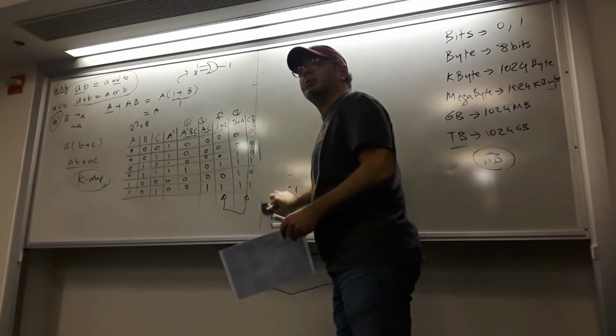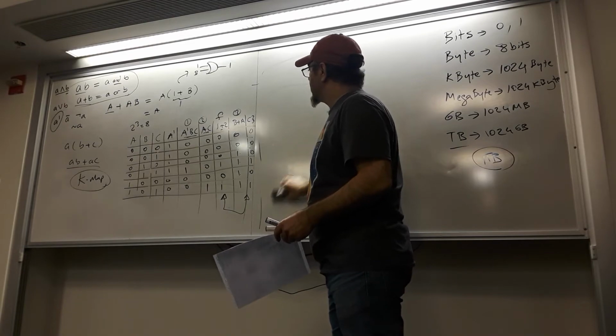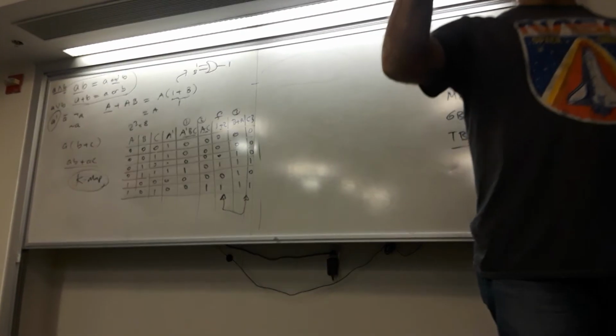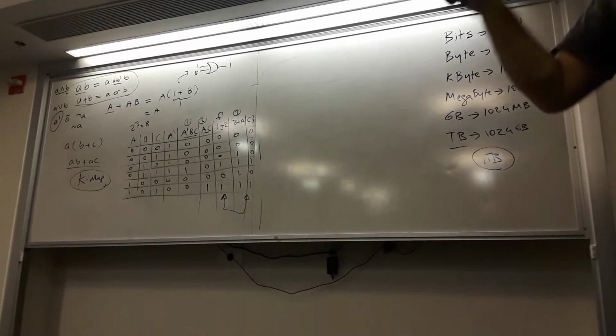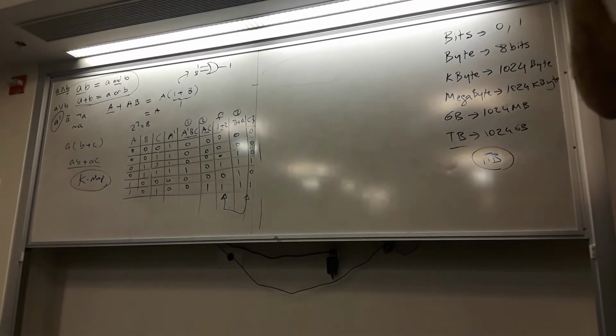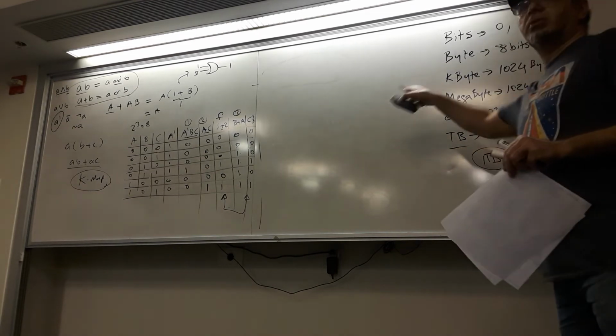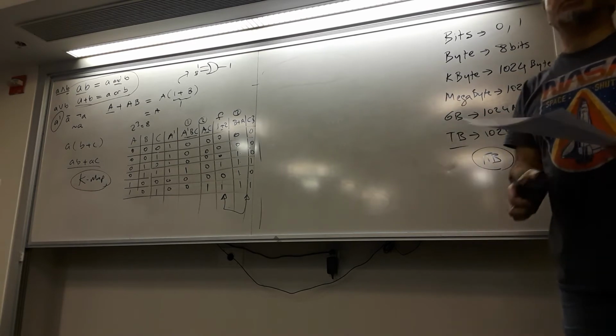I'm sorry, what was the K-map? Is the K-map based on the F output? The K-map is always about F. Nothing about input or in-between calculations. It's always about the final output. All right? We will do a lot of K-maps today, so don't worry about it. Yes?